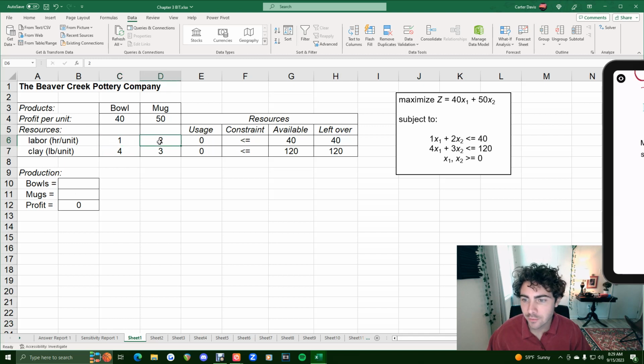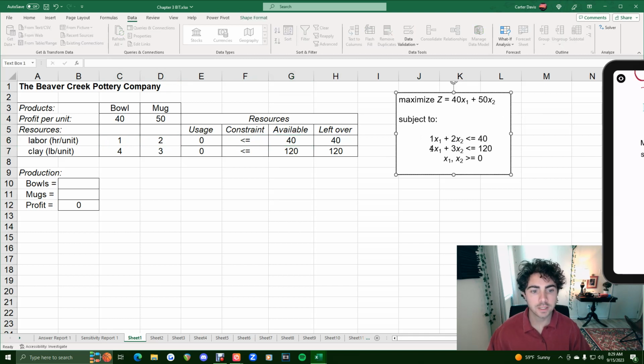The labor, that's the hours, and then this is the amount of clay it takes per bowl and the amount of clay per mug, and that's in pounds. And then you have 120 available pounds of clay. We are trying to maximize the profit, and the profit is 40x1 + 50x2, 40 per bowl, 50 per mug. This is the constraint on the hours, 1, 2, and 40, and then the constraint on the pounds of clay, 4, 3, and 120. They only have 40 and 120, that's why it's less than or equal to 40 and 120.